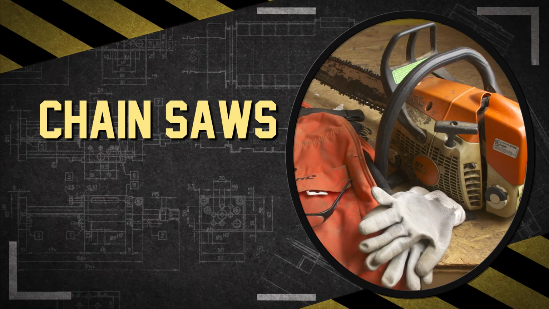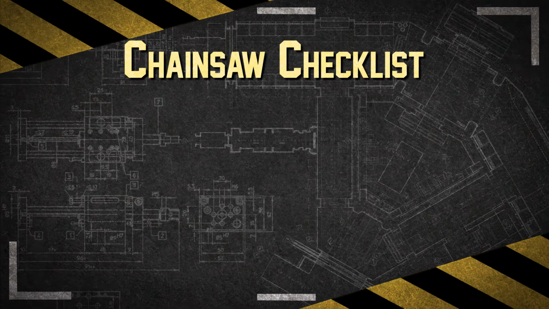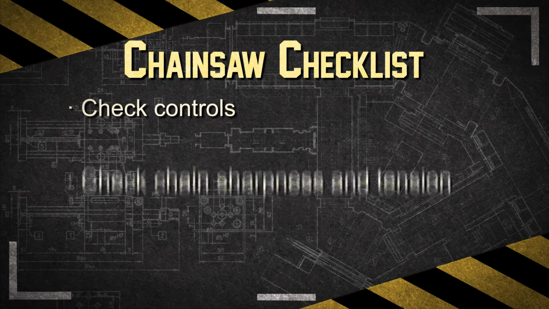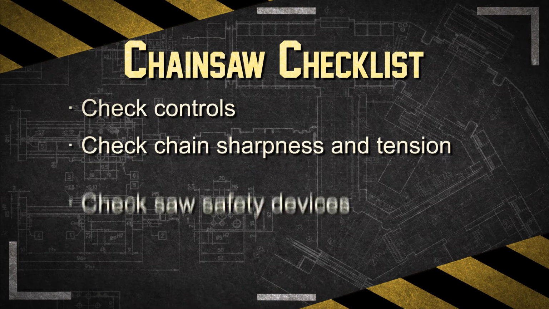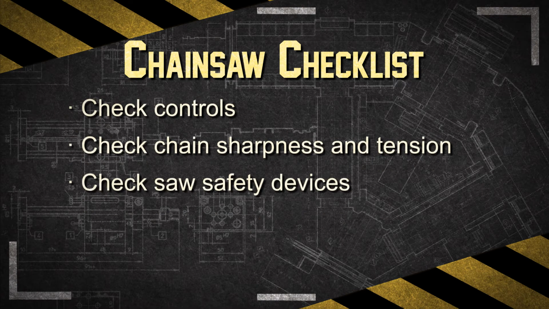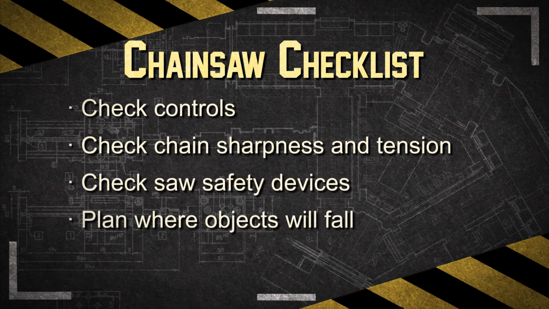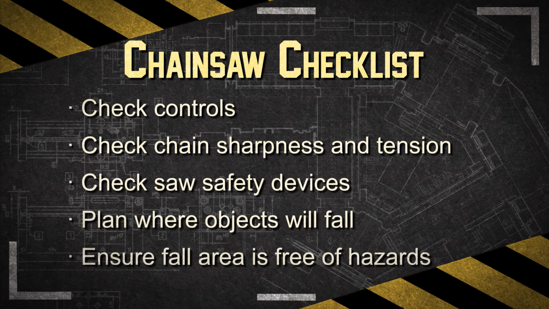Chainsaws can be very dangerous if not used properly. Before starting a chainsaw, check controls, chain sharpness, and tension, and saw safety devices to ensure that they are functioning properly. Plan where objects being cut will fall, and ensure that the fall area is free of hazards.